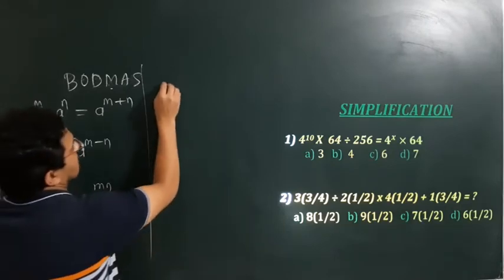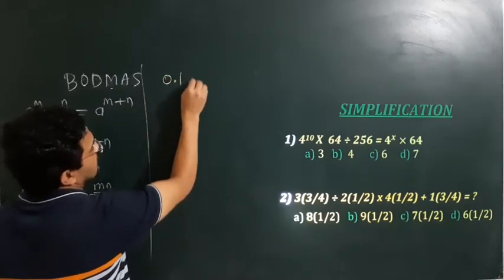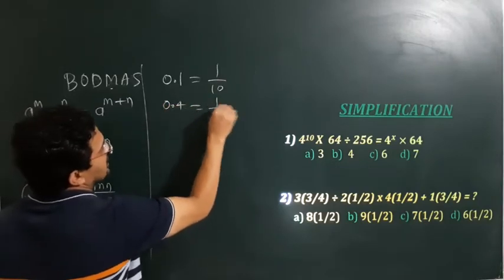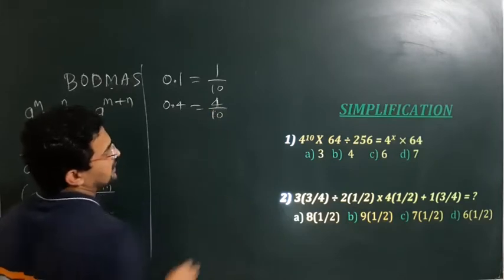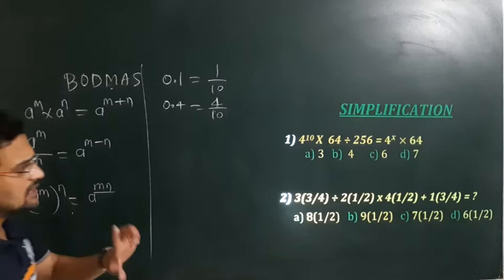Next, if I write 0.1, this can be written as 1 upon 10. If it is 0.4, this can be written as 4 upon 10. Like that, some basic rules are required.